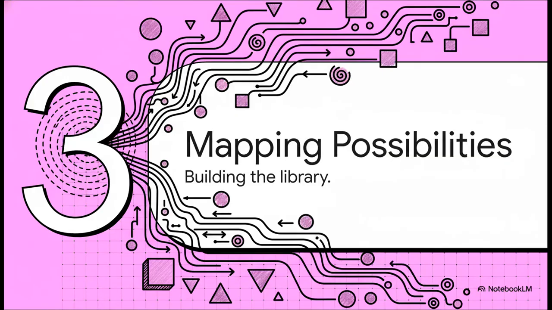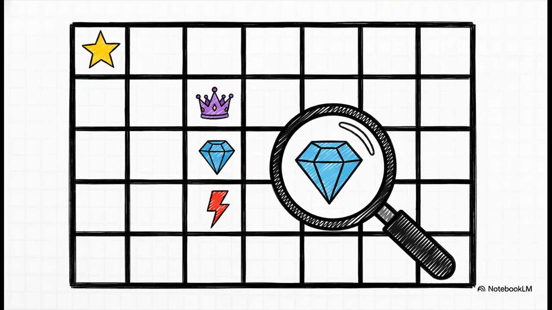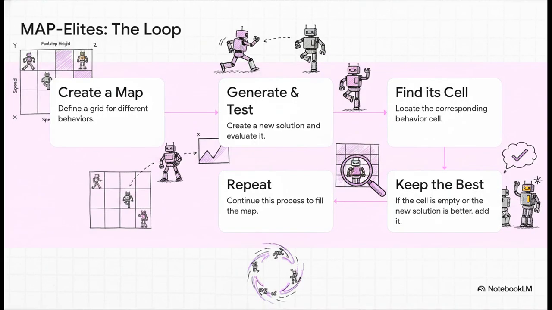So how in the world do these algorithms actually build this incredible library of solutions? Well, the process is actually surprisingly simple and pretty brilliant. Let's look at one of the most popular QD algorithms out there. It's called Map Elites, and the name tells you pretty much everything you need to know. The goal is to create a map and fill every spot on that map with an elite solution. Okay, so here's how it works. It's basically a simple loop that runs over and over, like millions of times.